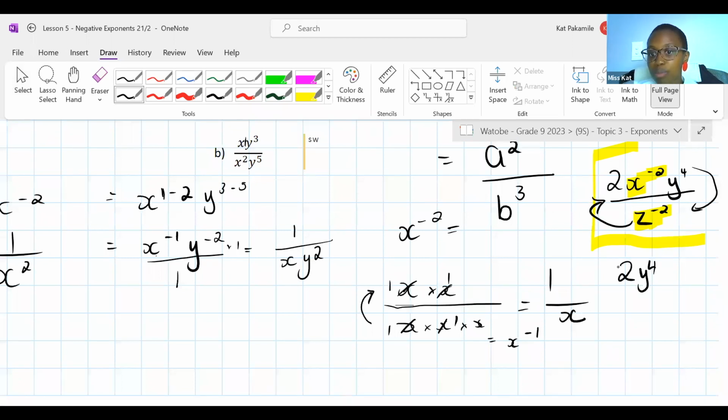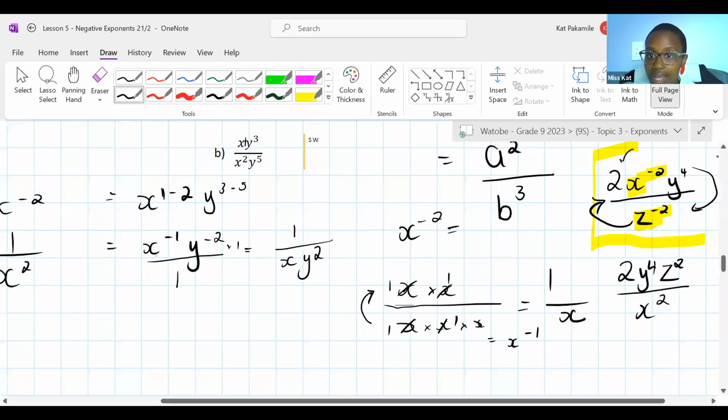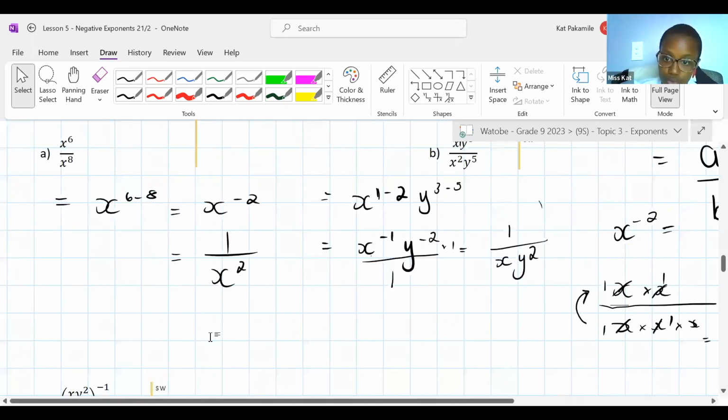But we moved our Z to the top and the exponent becomes positive. So it's Z squared. And we move our X to the bottom, so it becomes X squared. So we leave what was there and we only move what's necessary. So the 1 was already there. We didn't swap them. That's very dangerous to say. We leave what was there and we just move the ones that need to be moved.